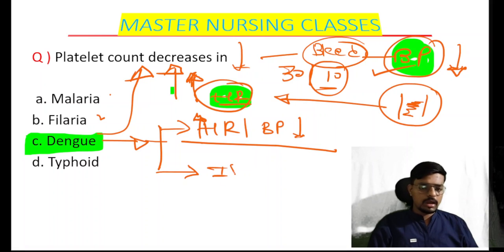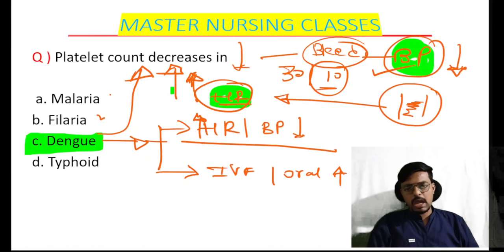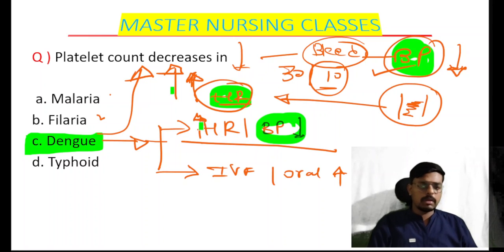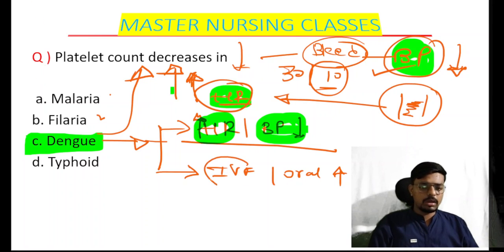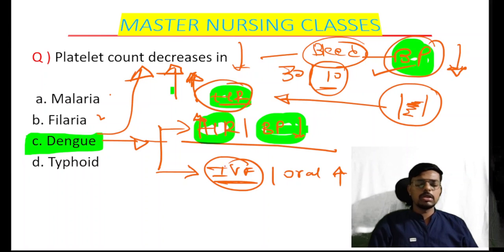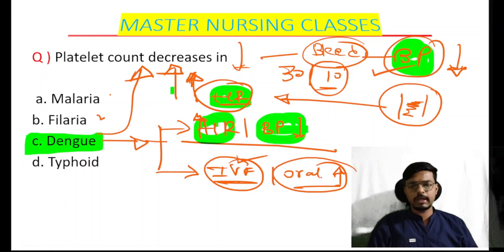That's continuing the IV fluids and encouraging oral fluids. As I told, there is the highest chance of internal bleeding, then reduced BP, then increased heart rate. Because of the reduced BP, there is the highest chance of shock, which we call dengue shock syndrome. In order to prevent that, we have to keep the intravascular volume always full. That's why IV fluid should be continued, and oral fluid should be encouraged in order to prevent dengue shock syndrome. Hope the concept is clear here.